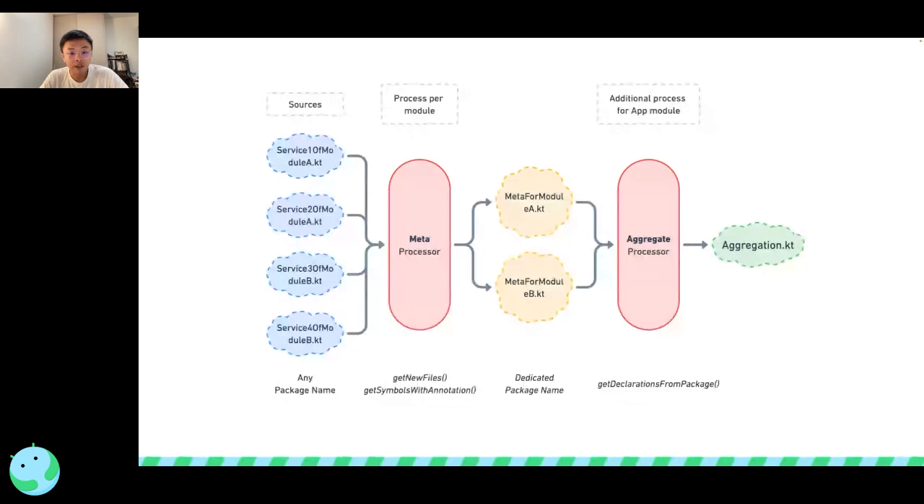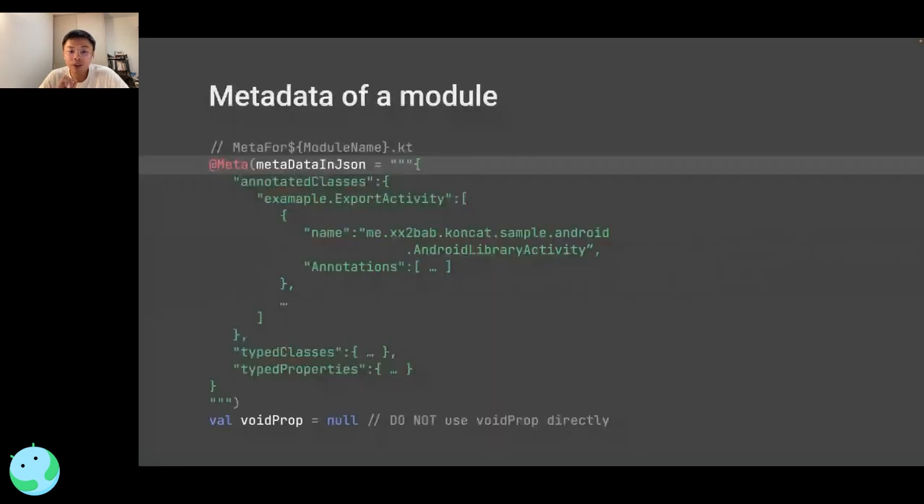Okay, let's have a quick review of the metadata file and the final aggregation file. For the metadata, we just reuse the same trick as what we mentioned before in the multi-processor workflow. We use the same JSON format to describe the module's metadata. The only difference is we created another annotation here, as you can see, @Meta, for this specific use case.